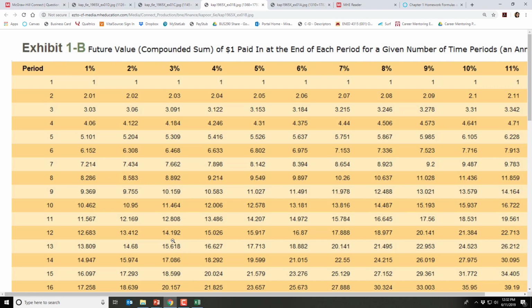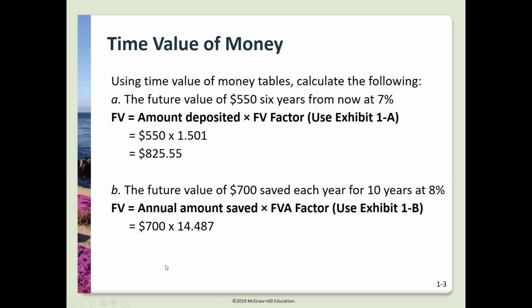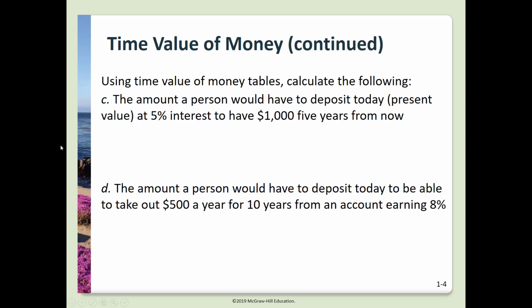So here's my Exhibit 1B. Here's my period on the left. I'm going to go 10 years down, so right there. And then the interest rate was 8%, so I'm going to go to the column that says 8% and go down until I get to the 10-year row. So that gives me a factor of 14.487. So plugging my numbers in, the annual amount I saved is $700 times the factor of 14.487. When I put those two in my calculator, we get $10,140.90. So let's go ahead and do part C.